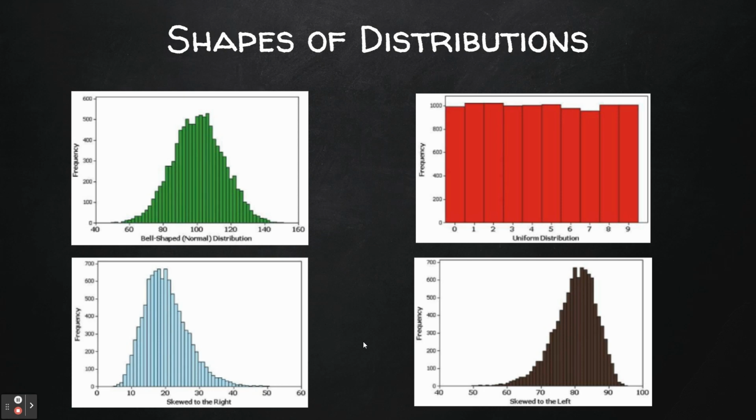Now, there are lots of distributions that are just messy. They don't have a specific shape name to them, and that's okay because data is what data is. So if you see something and it looks like one of these, that's great. If it doesn't, it's okay to say, hey, it's just kind of messy.